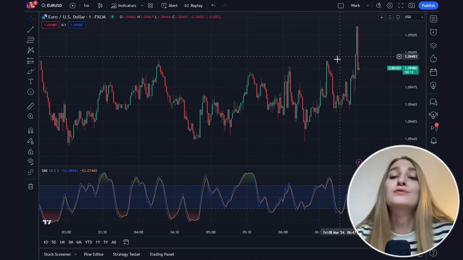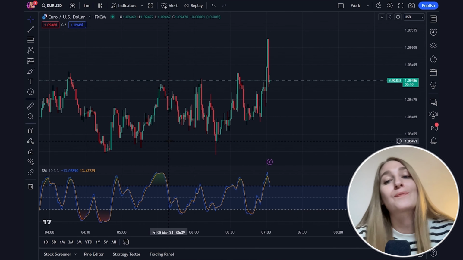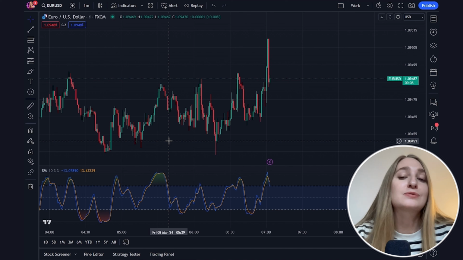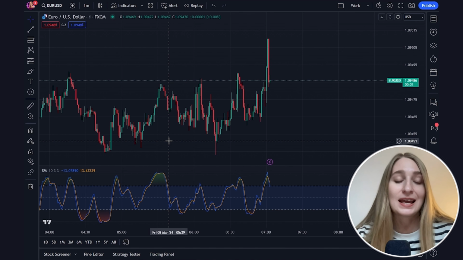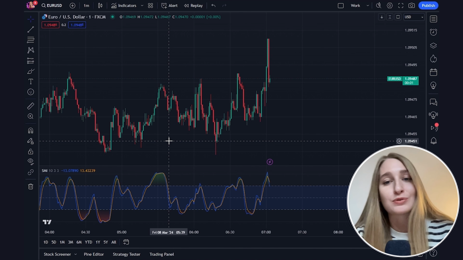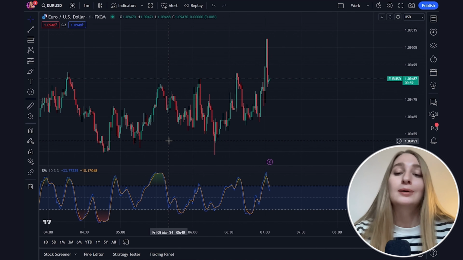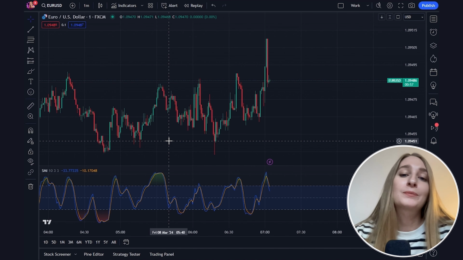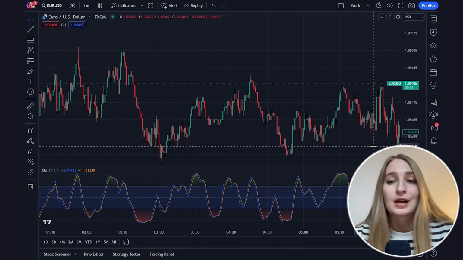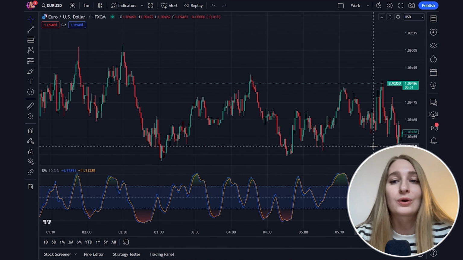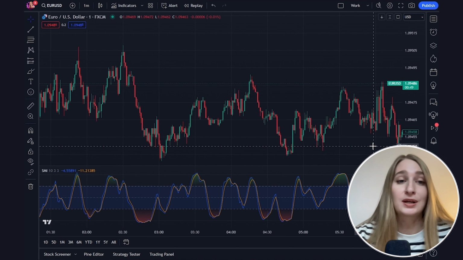So how does it even work? This indicator is very similar to the main indicators such as the RSI and MACD, which we use quite often as well, but it has some particularities that differ from other indicators.